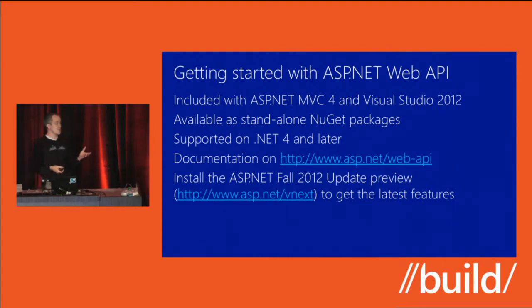I also highly recommend that you try out the just recently announced and released ASP.NET Fall 2012 update preview. It adds a bunch of new template features, a bunch of new functionality on top of what you got with MVC4. It adds some great features for Web API: help page, OData, tracing. I encourage you to try those out. That's how you'll get the latest stuff.